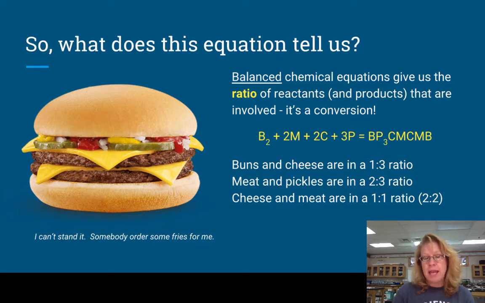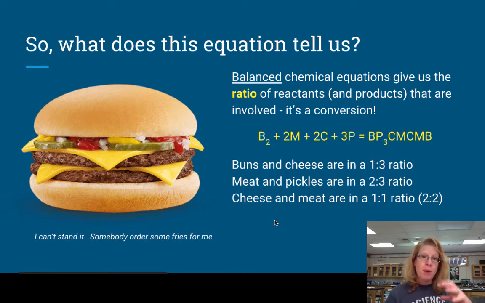And it turns out that that ratio, those coefficients, are actually a conversion factor. We don't think of it that way, but it's a conversion factor just as much as 12 inches equals 1 foot or 3 feet equals a yard. In this case, our conversion factor is 1 bun goes with 1 cheese. Oh, I have this wrong. Buns and cheese are not in a 1-to-3 ratio. Buns and cheese are in a 1-to-2 ratio. Meat and pickles are in a 2-to-3 ratio. For every 2 meat patties, I need to have 3 pickles.